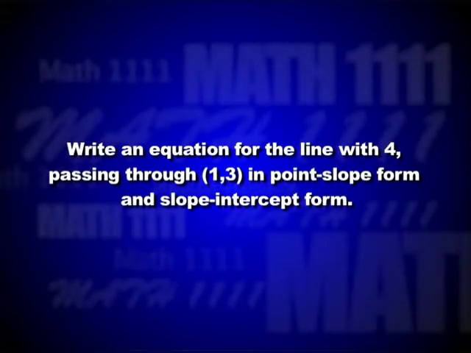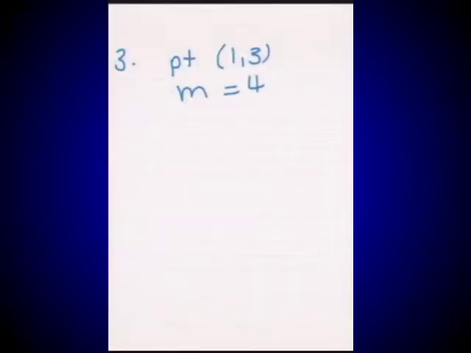So we are down here to writing the equation for the line with slope 4, passing through (1, 3), and we're going to write it in two forms, in the point slope form, which we see already, and we'll have to figure out what slope intercept form is, and we'll do that as we go along. When we're given the point (1, 3) and the slope equals 4, we're going to start with the point slope equation of the line.